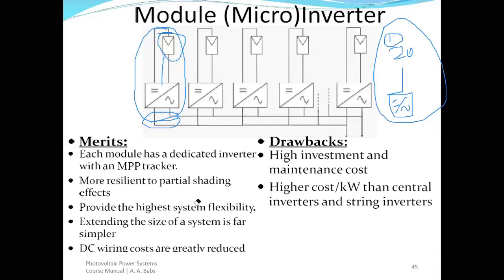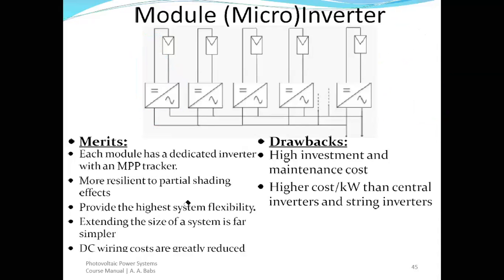Then it comes with its own disadvantages too: high investment and maintenance cost. So it simply means that if you are going to have inverters on all the modules, then you should be ready to spend money. So the investment cost is high, okay? The maintenance cost would also be high. Then high cost per kilowatt than central inverters and string inverters. So it is more expensive than central inverters and string inverters, all right? Because cost per kilowatt is way high.